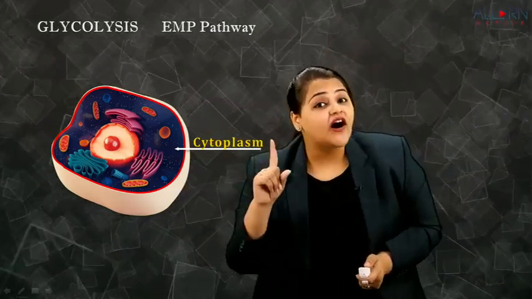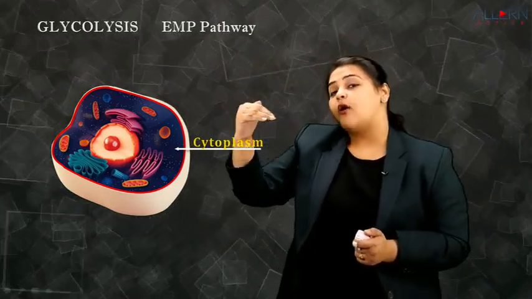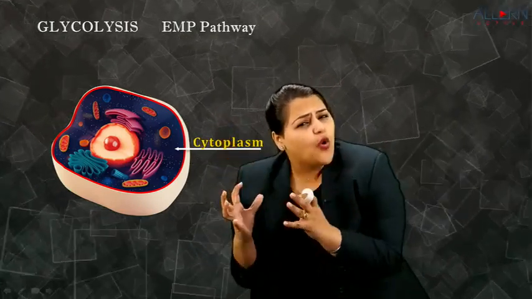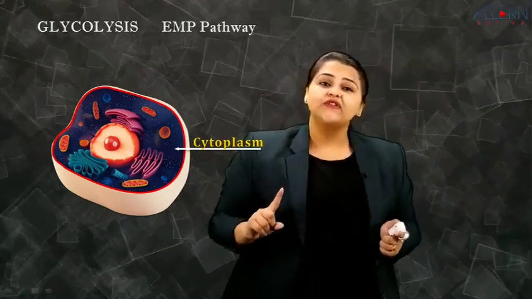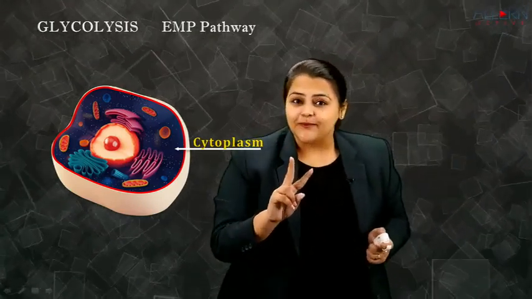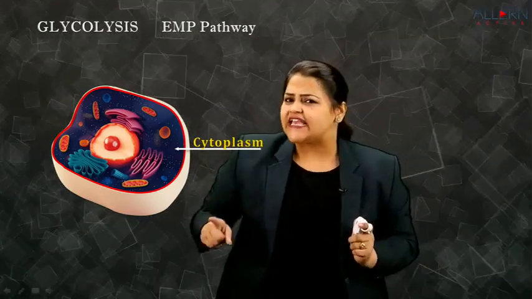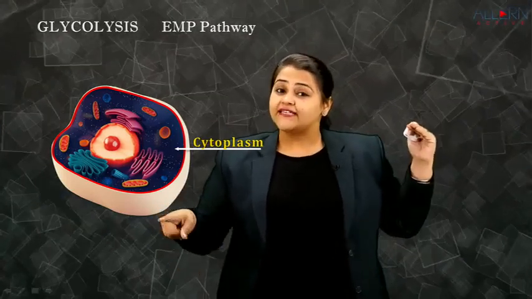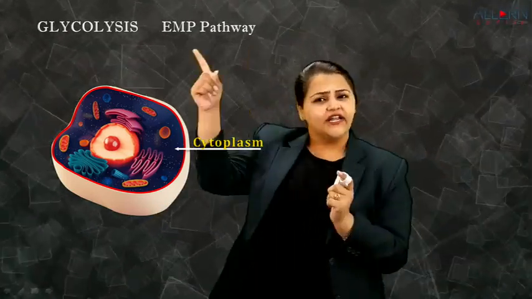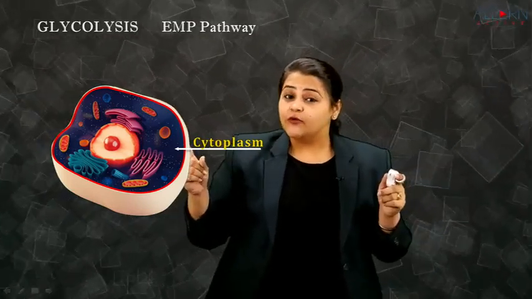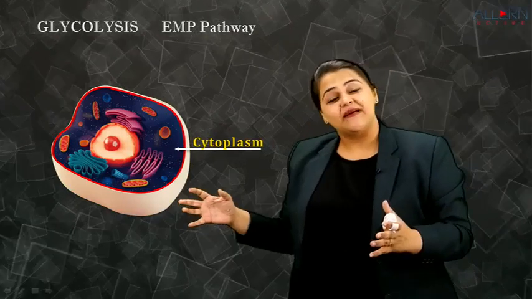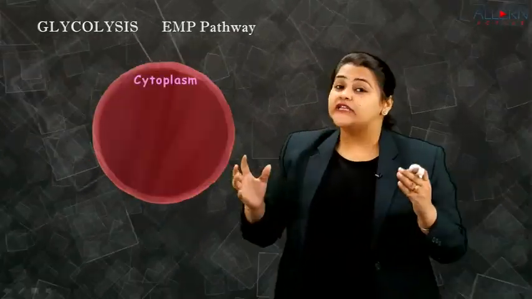So the first step in the formation of energy, which is glycolysis, is only and only specific to the glucose molecule. And secondly, it takes place in the cytoplasm. Now, if I ask you a question, will fatty acids and amino acids undergo glycolysis? Then your answer would be no. Why? Because this is only and only specific to the glucose molecule. Now, let's see how glycolysis occurs.